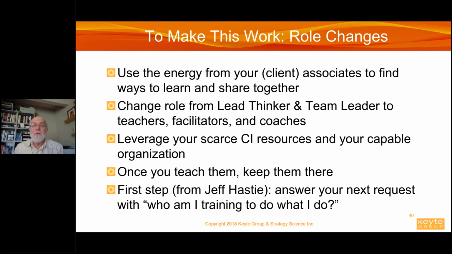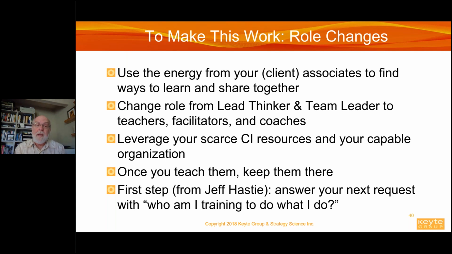Now, on to role changing. That's you. If you want to roll it out, there's a few things to worry about. The first is your client has lots of energy and lots of capabilities. Use that energy to have them find a way to learn and share together, not you. If you put the model on the table, saying what's the best way for you to go back, what do you need, and how are you going to do it? Socialization is actually a process. Let's design a process for reaching out and hearing everyone's thoughts.